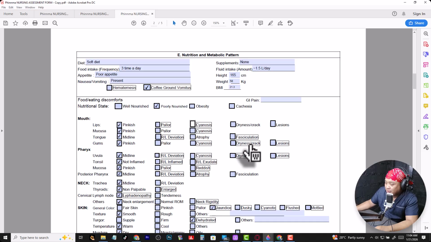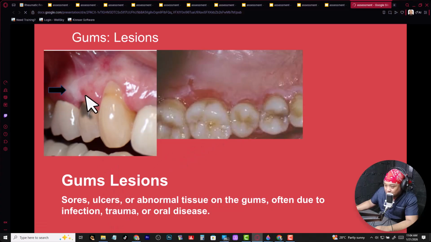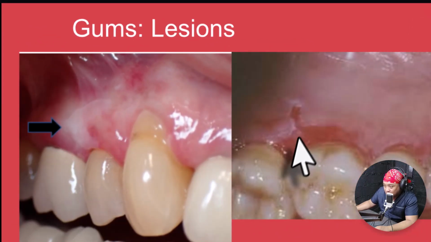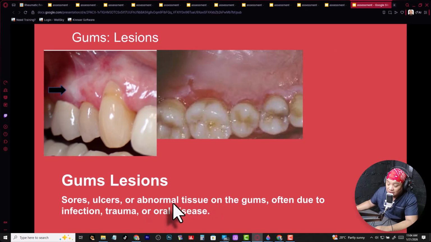So let's have a look about lesions in the gums. So pag observe nimo sa ilang baba, sa ilang gums. So sorry, it's still loading. So there you go. So yung mga puti-puti siya diyan. And of course, yung mga samad-samad. So sores, ulcers, abnormal tissue on the gums, often due to infection, trauma, or oral disease.